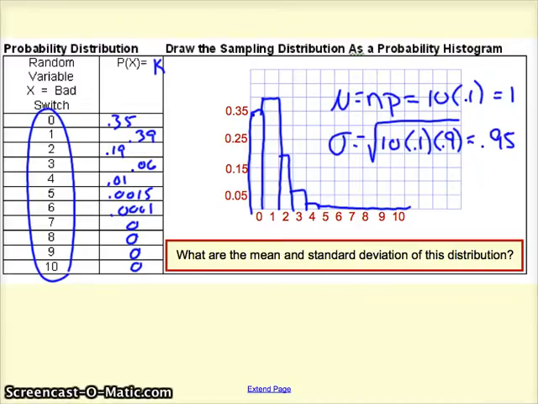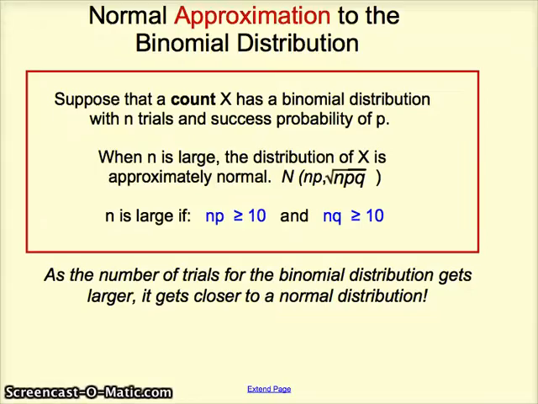So if I want to draw a normal curve and use it to approximate binomial probabilities, then I have to meet these conditions. So let's say this, normal approximation. Suppose that a count x has a binomial distribution, like the number of defective switches, with n trials and a probability of success of p. When n is large, the distribution of x is approximately normal, much like I just showed you with that applet. And it's approximately normal with this mean, n times p, and this standard deviation, the square root of npq from the last video.